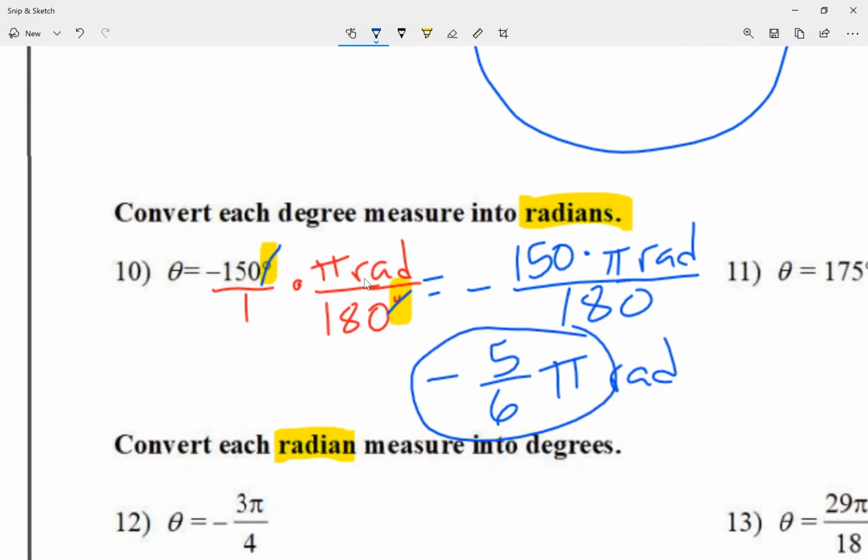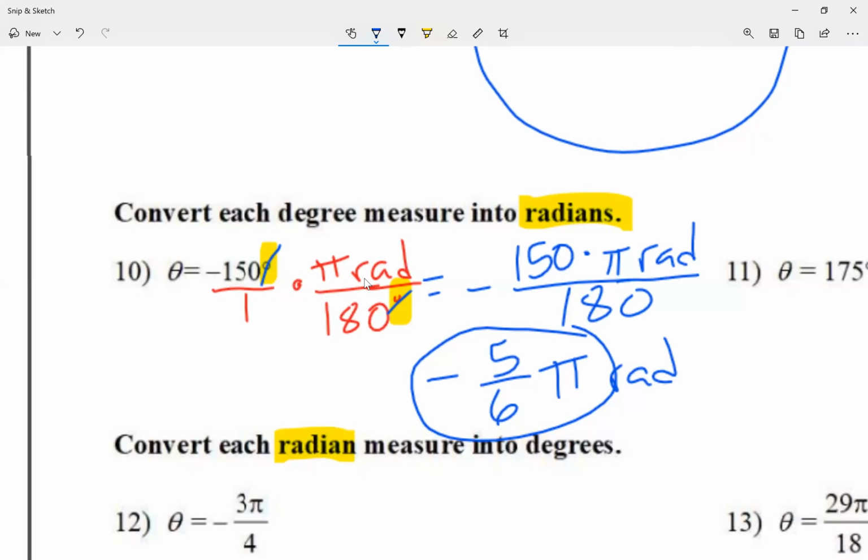So keep in mind, if the instructions say leave it as an exact answer, leave pi as a pi. Now, if it says use pi as a decimal, it will tell me in the instructions. You can use pi as 3.14, or it might say to use pi from the calculator. If it says round it to the nearest tenth or use it as a decimal, I'm going to get about negative 2.6. I just went 5 divided by 6 times pi. And obviously, don't forget the negative sign.